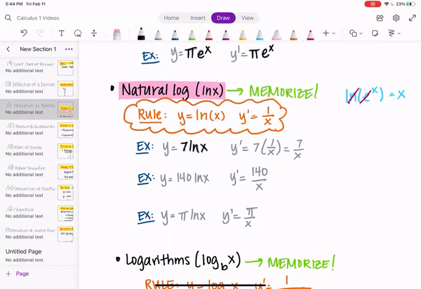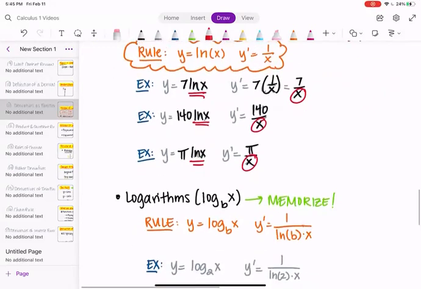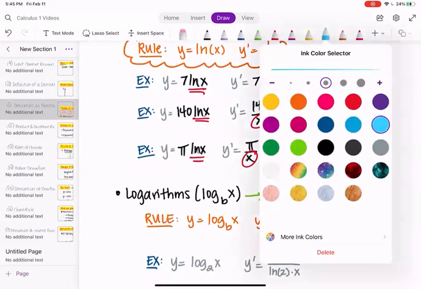7 times the natural log of x is going to be 7 because coefficients stay the same, times 1 over x, which simplifies to 7 over x. 140 times the natural log of x, like a big coefficient, still the rule applies, 140 over x. Pi, it doesn't have to be a pretty looking number, turns into pi over x, right? So the goal is every time you see a natural log of x, just multiply the constant times 1 over x, right? That's the rule.